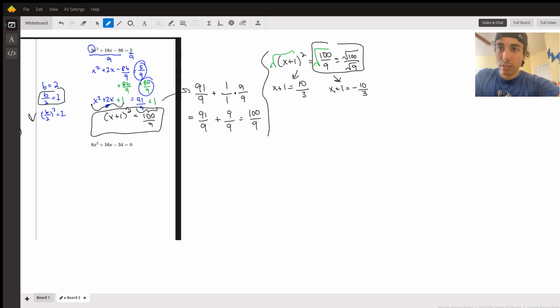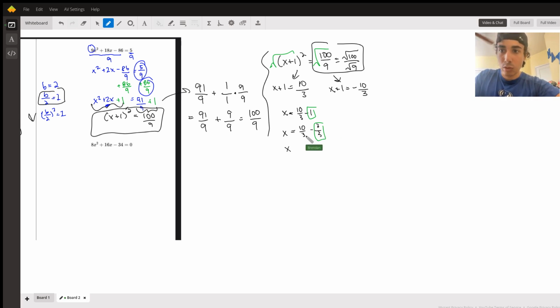Those are going to be our two answers. So x equals 10 over 3 minus 1. And then 1 is equal to 3 over 3, right? So I can say x equals 10 over 3 minus 3 over 3. Right, because I'm saying that 1 is equal to 3 divided by 3, which is true. 3 divided by 3 is 1. And we want it over 3 because we're getting that common denominator there.